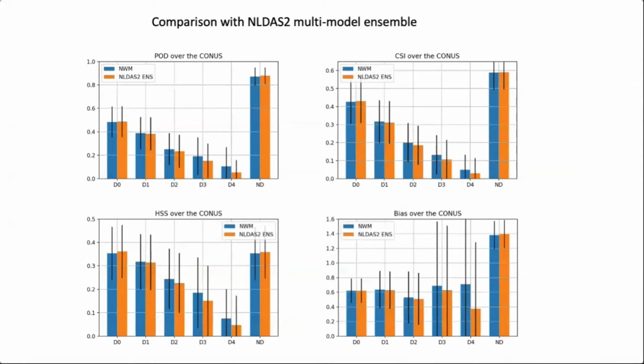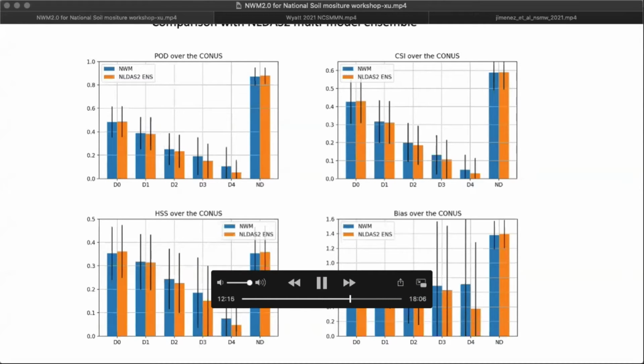Also, we evaluate the National Water Model against the NLDAS model ensemble as a benchmark for the soil moisture anomaly by the different drought categories. This panel shows the probability of detection, POD, over CONUS by the different drought categories. We can see for the D0 drought, the two models are very close, but in the D3, D4 drought categories, the National Water Model shows slight improvement over NRDAS. Very similar in the critical success index.